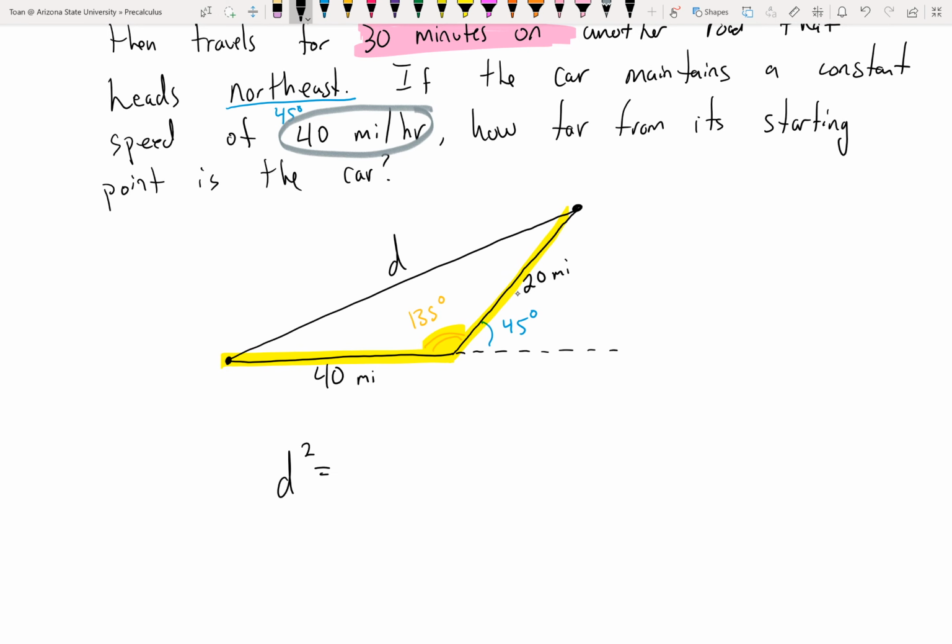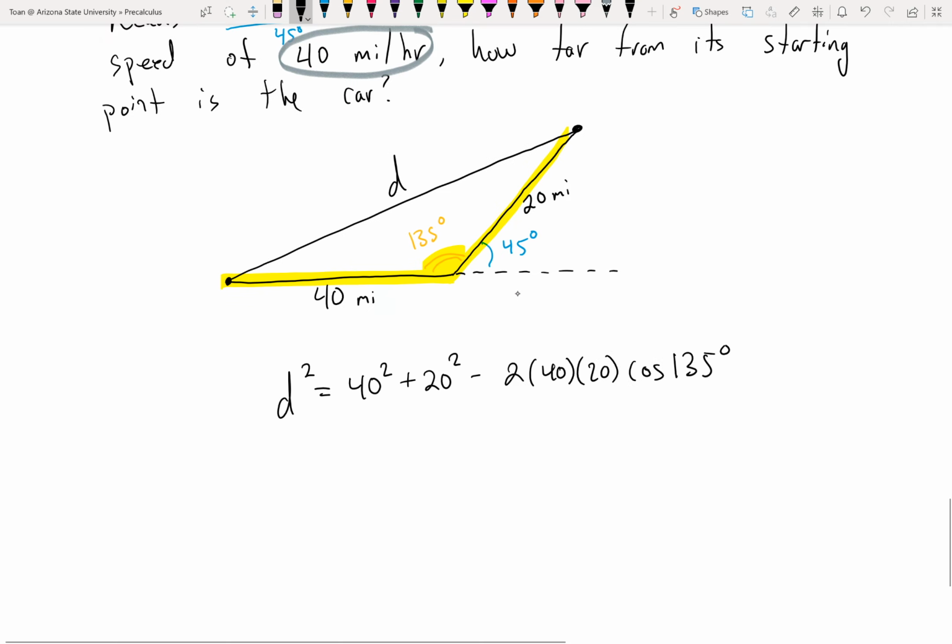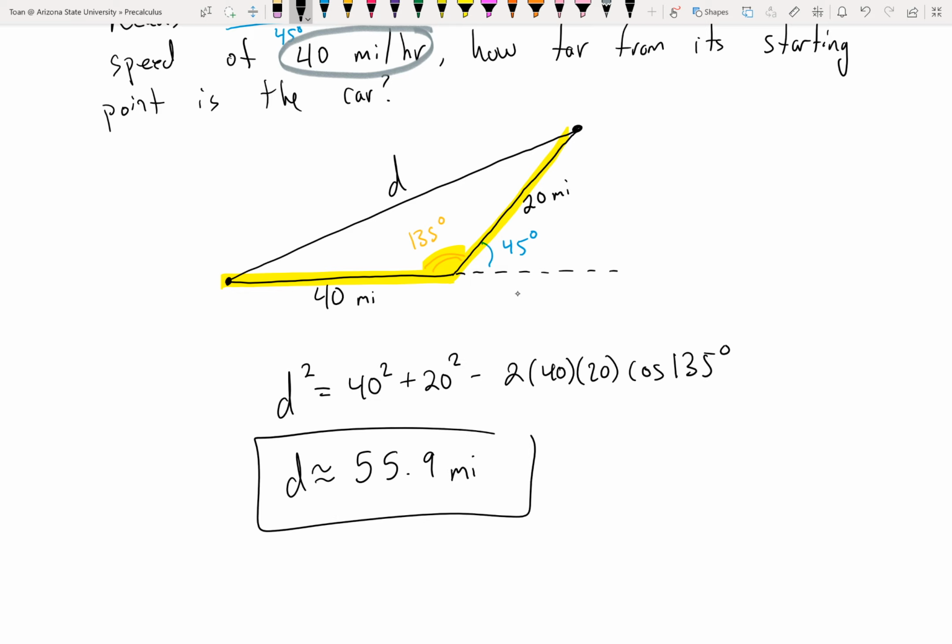Side squared equals the other sides squared added together minus 2 times the other two sides times the cosine of the opposite angle. And I hope everyone can agree that to solve for d, you just take the square root of that ugly mess. If you take the square root, you get about 55.9 miles. So law of cosines, side angle side, are probably the easiest and my personal favorite problems to solve because, well, it's simple. So that's it.